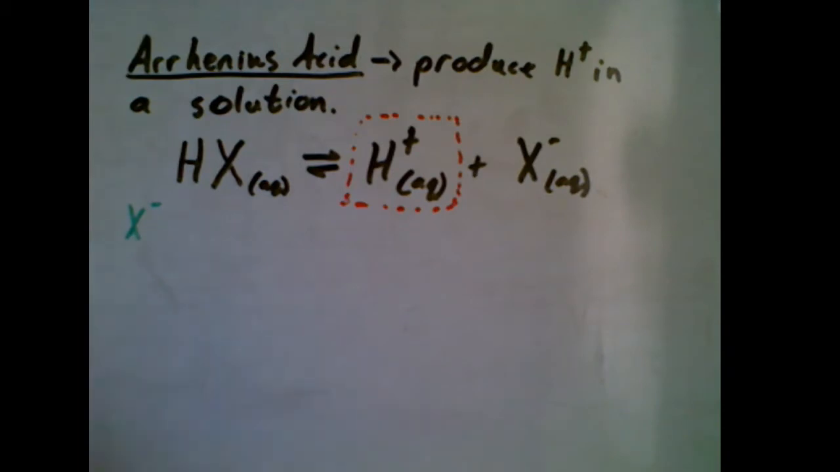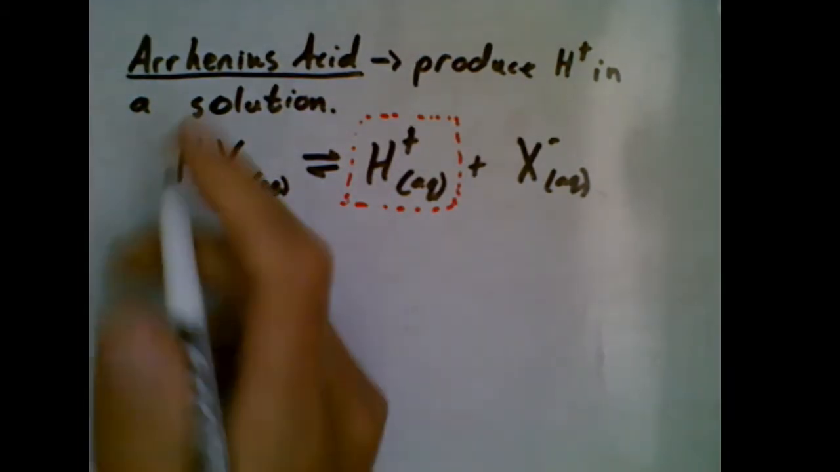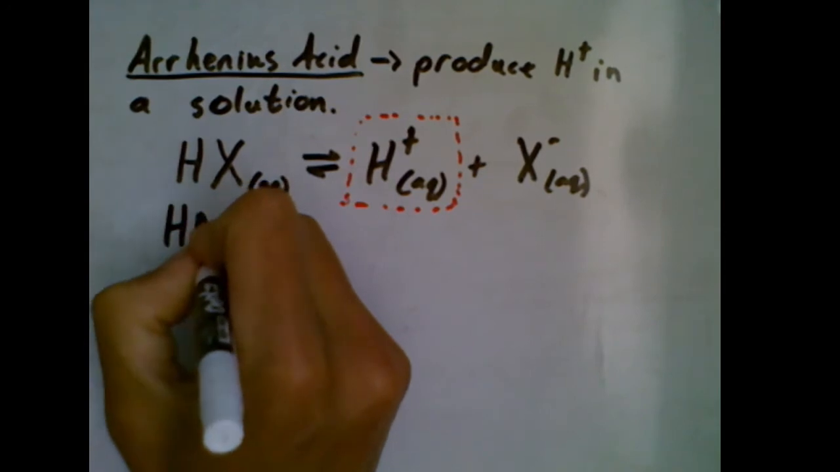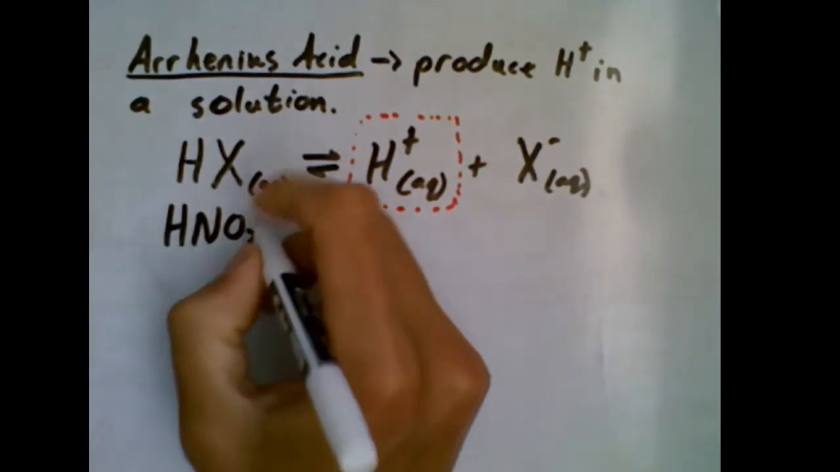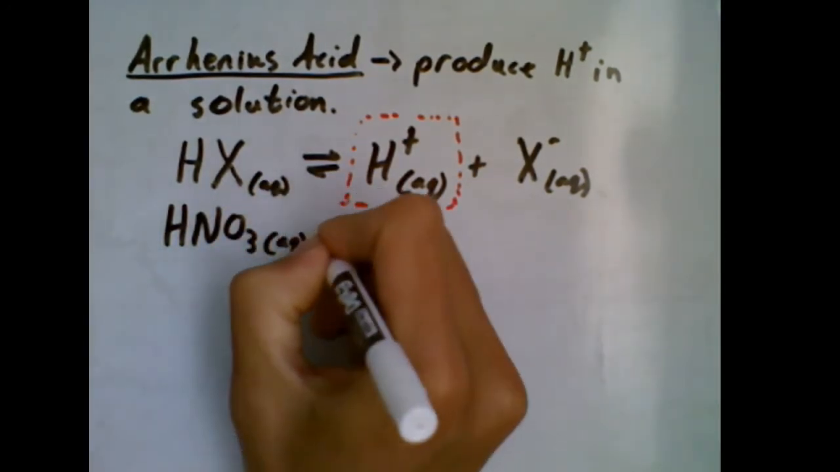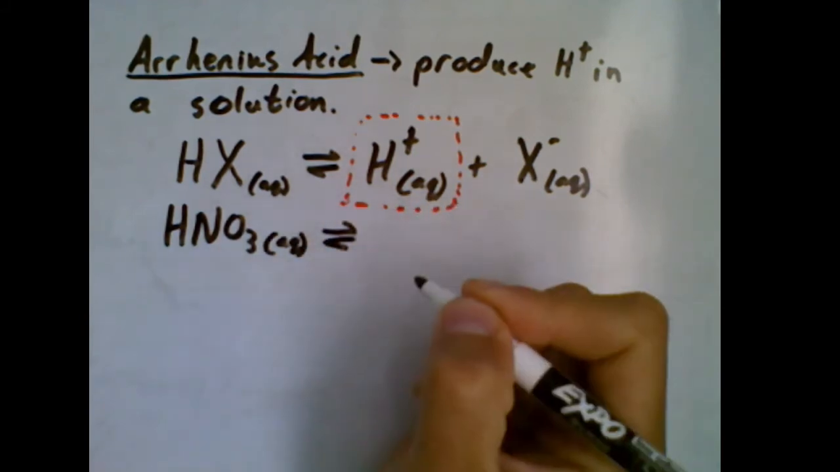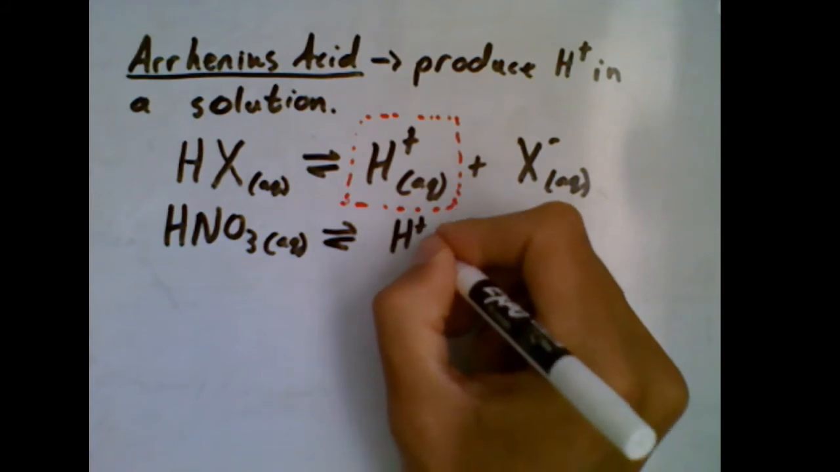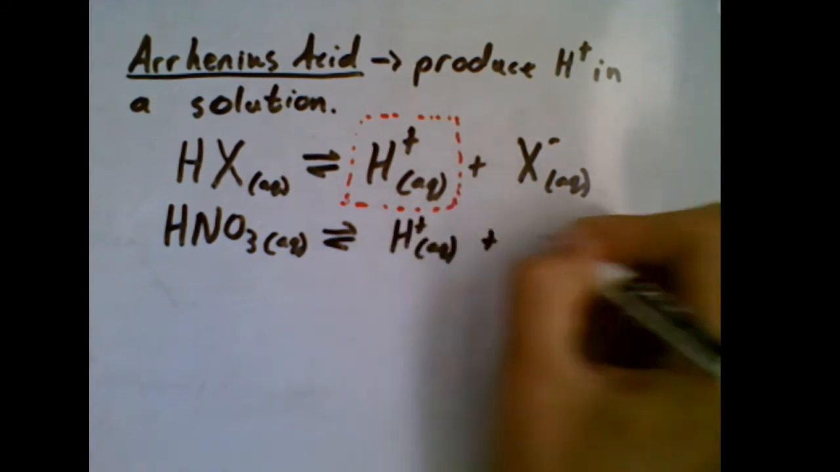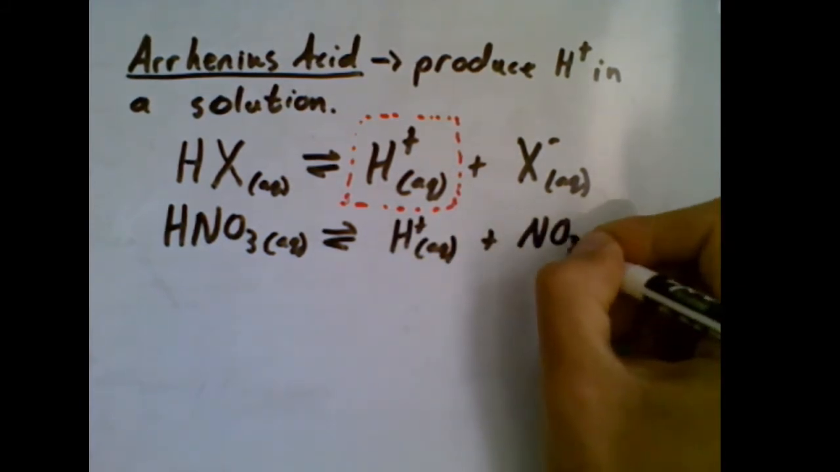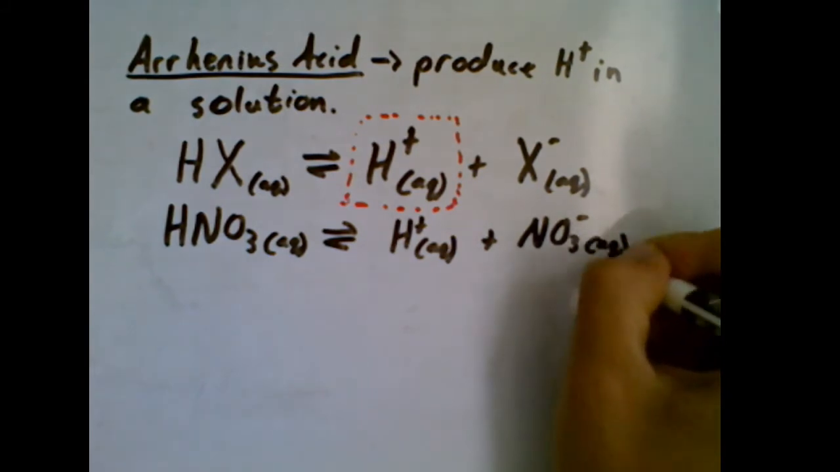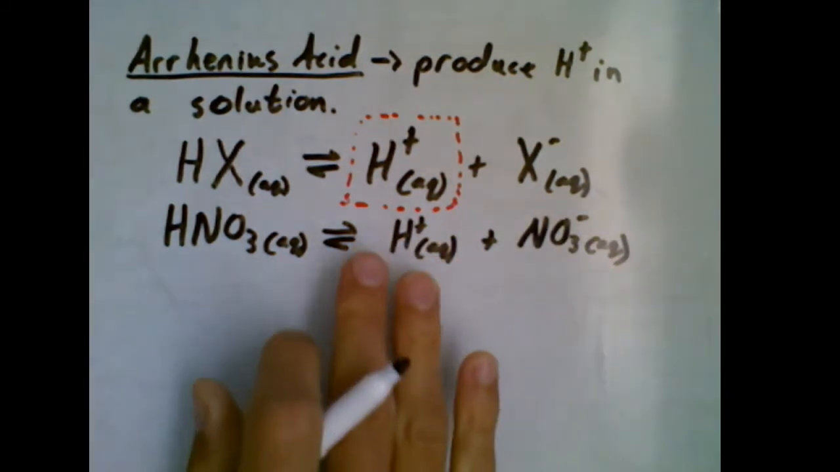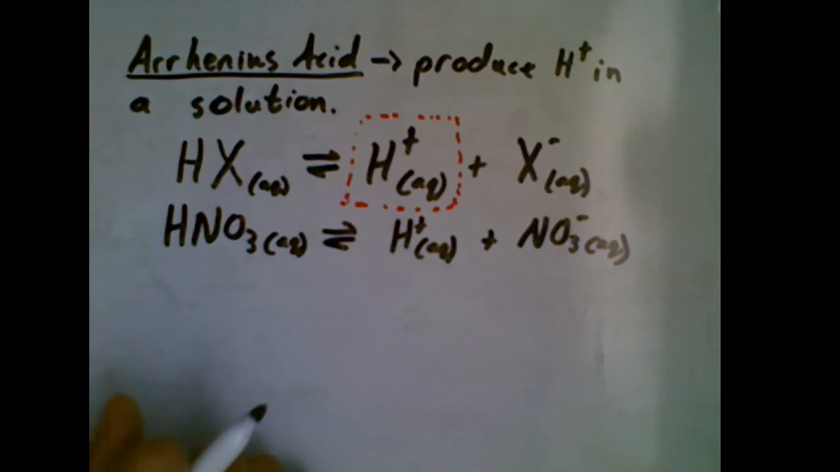So let's do a real example. Let's talk about HNO3, nitric acid. If you were to put nitric acid in water, then that H is going to separate, and then you will also get the negative part, the NO3, and that will separate. So this is, by definition, what makes something an acid, according to Arrhenius.